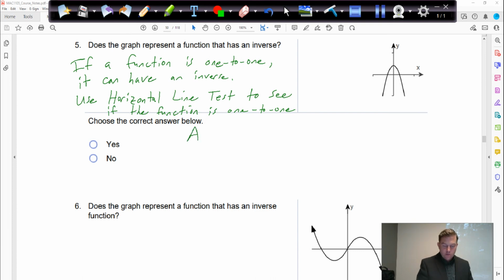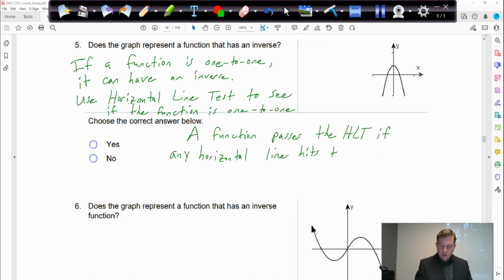So a function passes the horizontal line test if any horizontal line hits the graph at most 1 time.